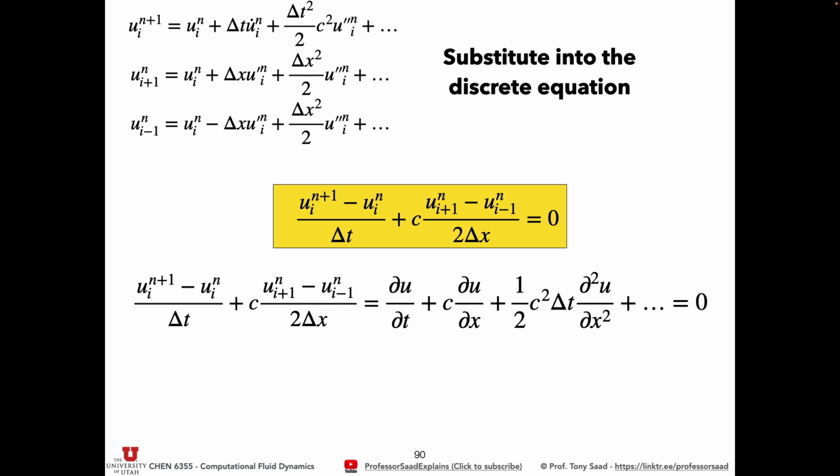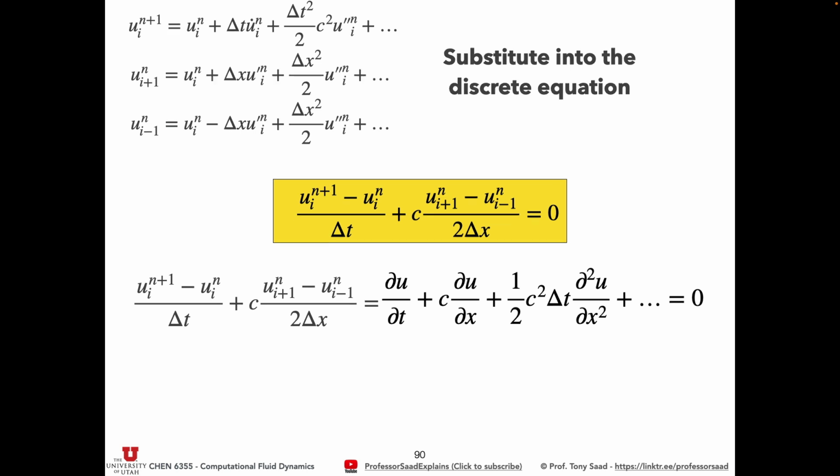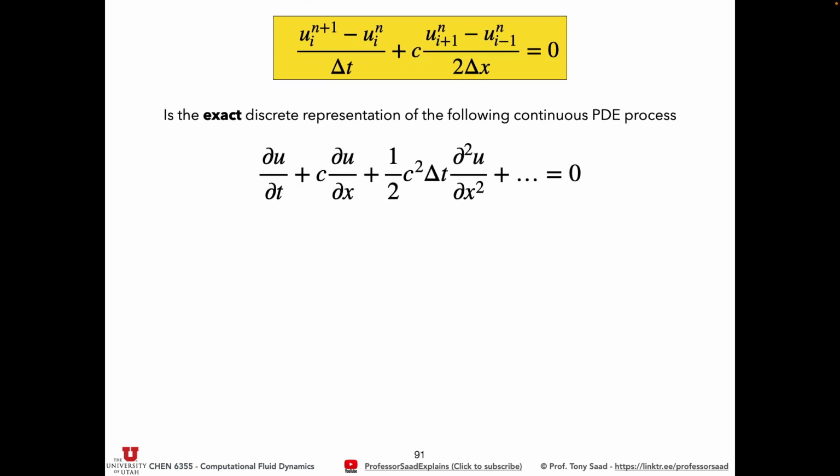Indeed, you recover your advection equation. But now this is the truncation error in continuous form. And this is going to be very important. So listen to this. This discrete equation is the exact discrete representation of the following continuous PDE process. Okay? So this equation is actually solving this. The discrete equation is actually solving this guy.